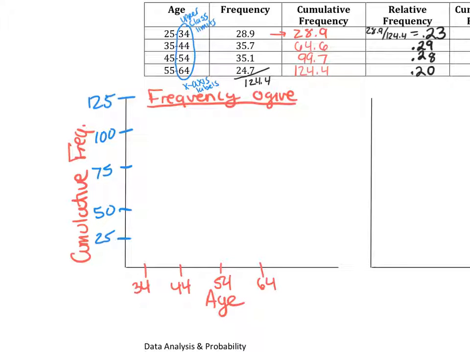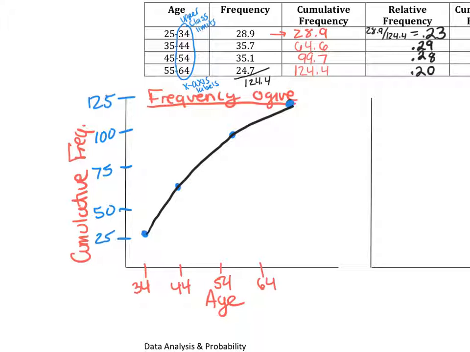And then we just plot our points. So our first one for our first interval, above 34, we'd have our first cumulative frequency, which is 28.9. Then over 44, our next cumulative frequency is 64.6. Then above 54 is 99.7. And above 64 is 124.4. So then we connect our dots. And that is your frequency ogive.